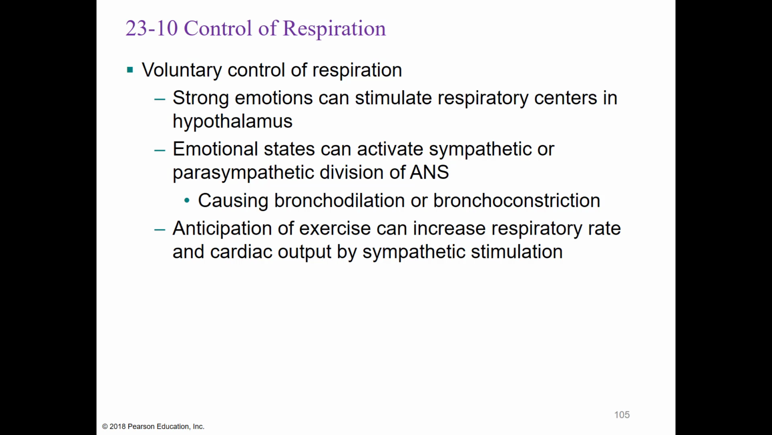Strong emotions can stimulate respiratory centers in the hypothalamus. Your emotional state can also activate the sympathetic or parasympathetic division of your autonomic nervous system, which can cause either bronchodilation, where the bronchi become larger in diameter, or bronchoconstriction, where they become smaller in diameter. Anticipation of exercise can increase your respiratory rate and your cardiac output by sympathetic stimulation, or fight or flight.